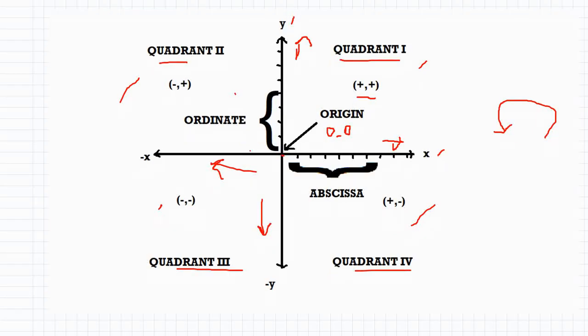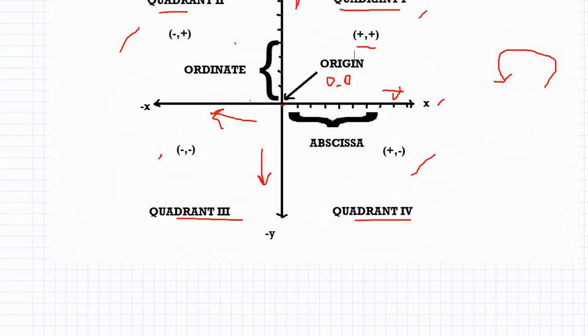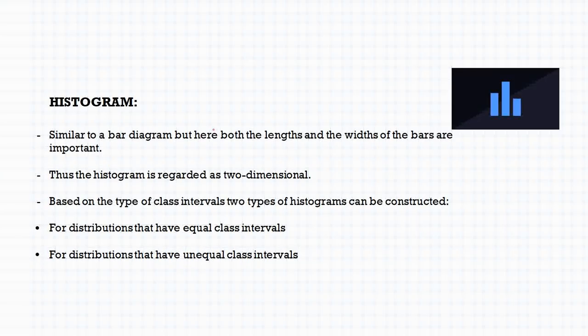So let us move ahead to see what is a histogram. A histogram is similar to a bar diagram, but here both the lengths and the widths of the bars are important. This makes the histogram two-dimensional. But remember that a bar diagram is always one-dimensional. And based on the type of class intervals, histograms are of two types. One having equal class intervals and the other having unequal class intervals. So let us see these two with the help of an example.